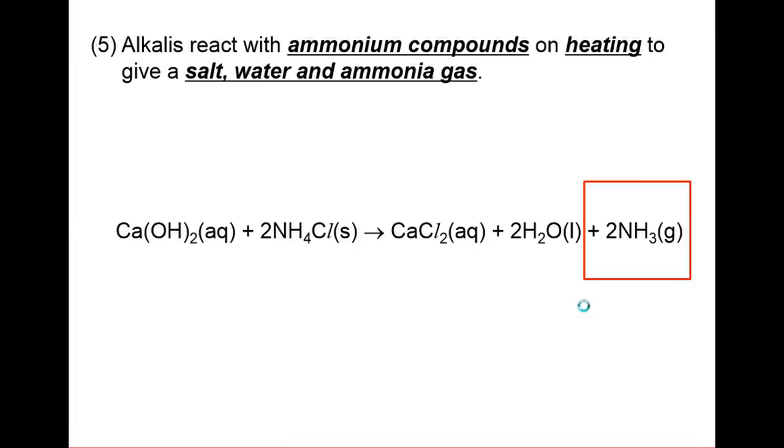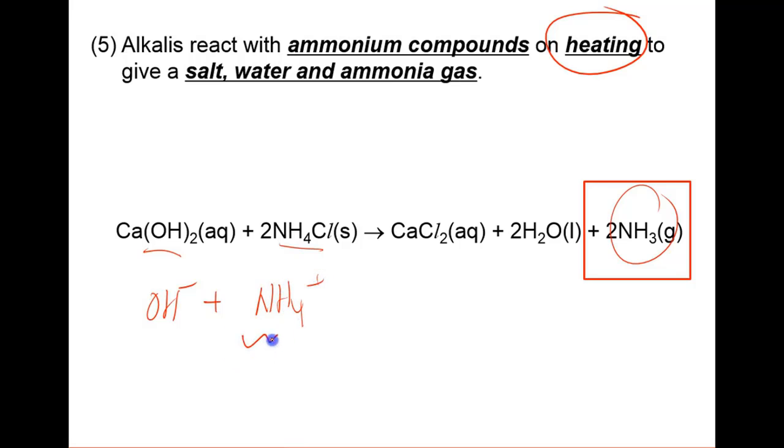Alkalis can also react with ammonium compounds to give us salt, water, and ammonia gas on heating. Without heating, this one actually doesn't take place, or takes place extremely slowly. So when you heat the alkali with ammonium compounds, we have NH3 evolve. So this is the equation. Where did the NH3 come from? It's because the OH- here reacts with the NH4+ here. This is the ammonium ion.